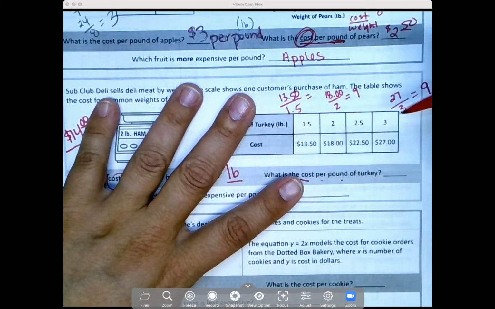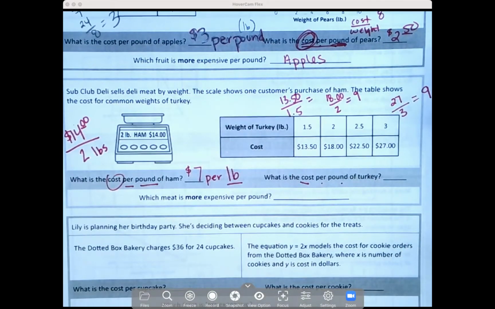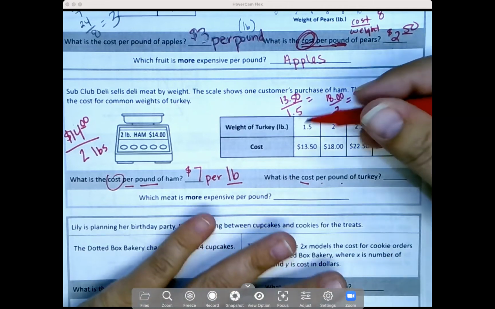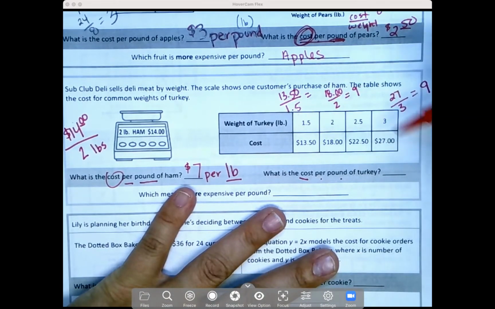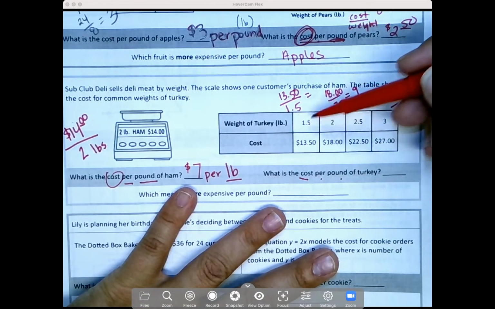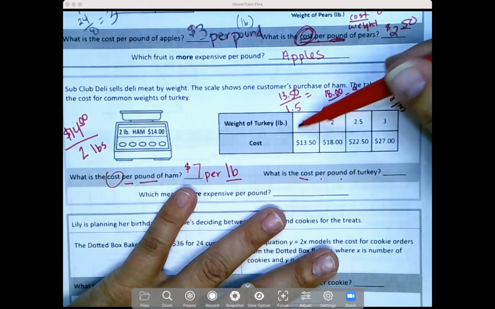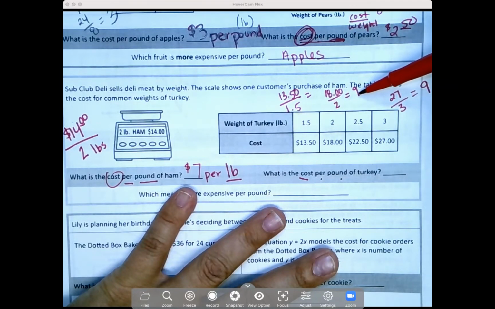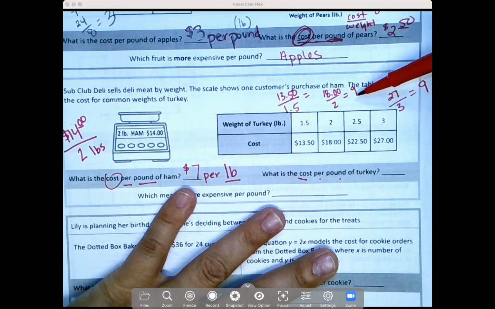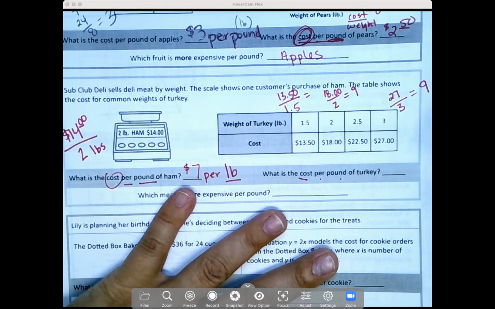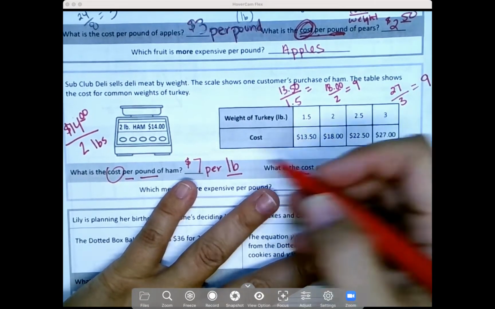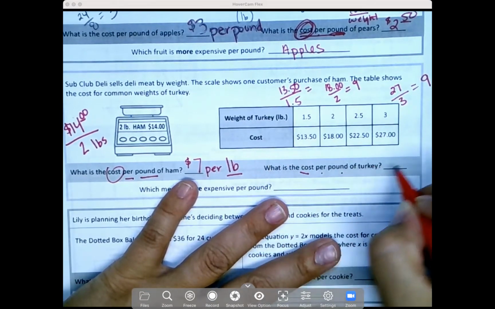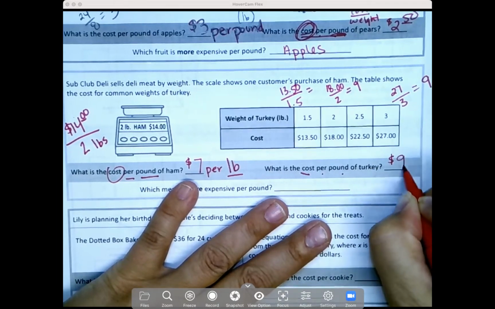Okay. In this case, it might also work out better for them to draw the double number line because you have these half values. So they might be able to see that instead of going up by a whole pound, if I went by half, instead of going up by 9, well, what's half of 9? Half of 9 is $4.50. And so they can find the values that way. Okay. So our cost per pound of turkey is $9.